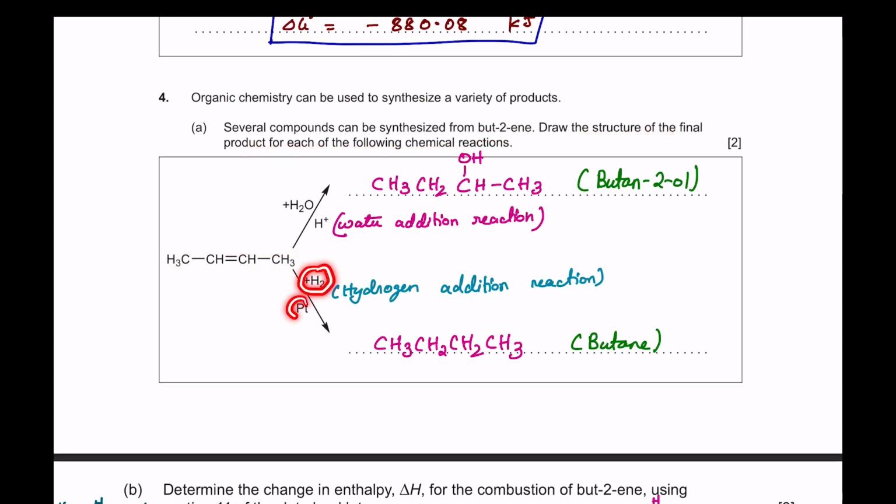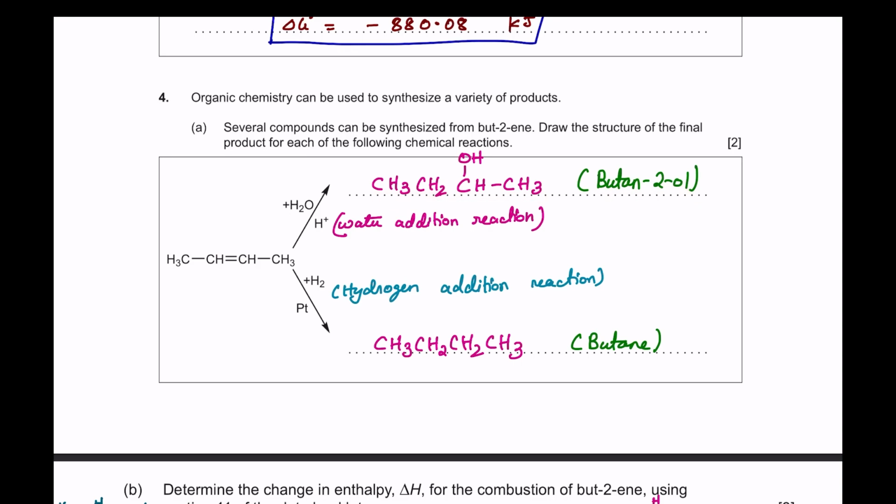If you put H2 and platinum, it's hydrogen addition. Butene gets converted to butane. So the double bond gets removed and you attach 2 hydrogens here. As a result, it looks something like this. Now the next one is H2O and H plus. H2O and H plus is basically the water addition reaction. As this molecule is symmetric in nature, we don't have to apply our Markovnikov rule. You can put OH on either carbon and H on the other. It's basically the same answer. So our final answer will be butanol.